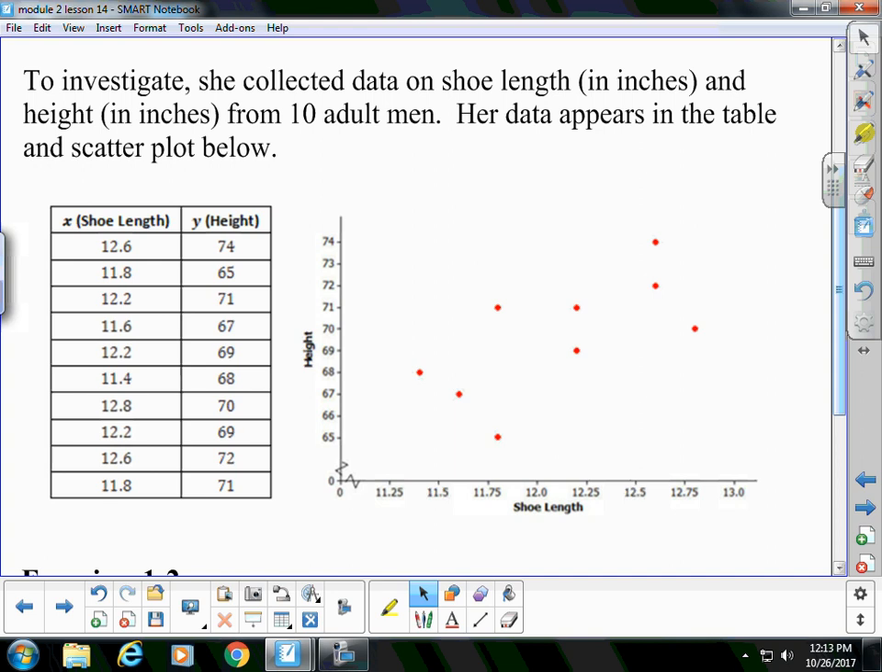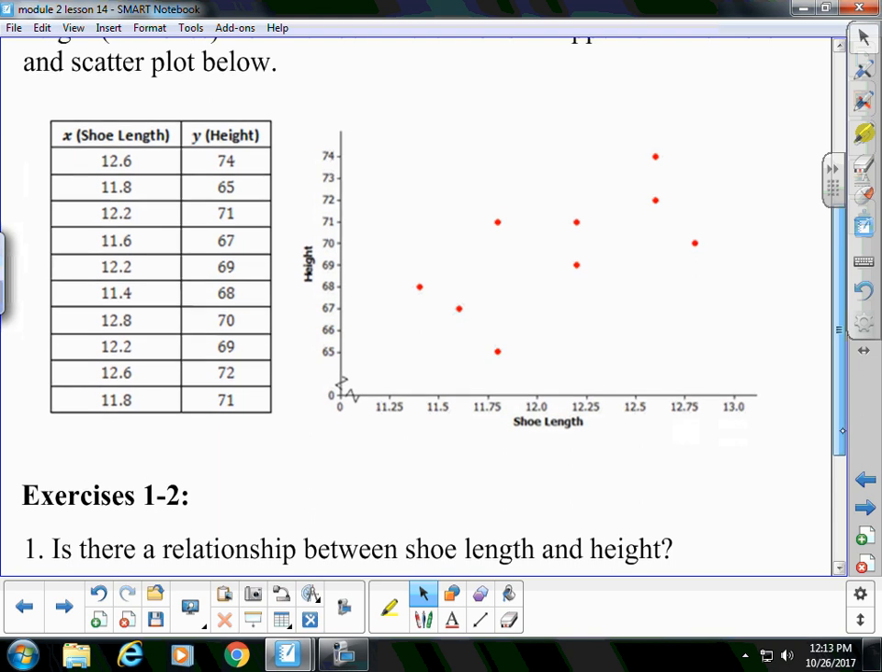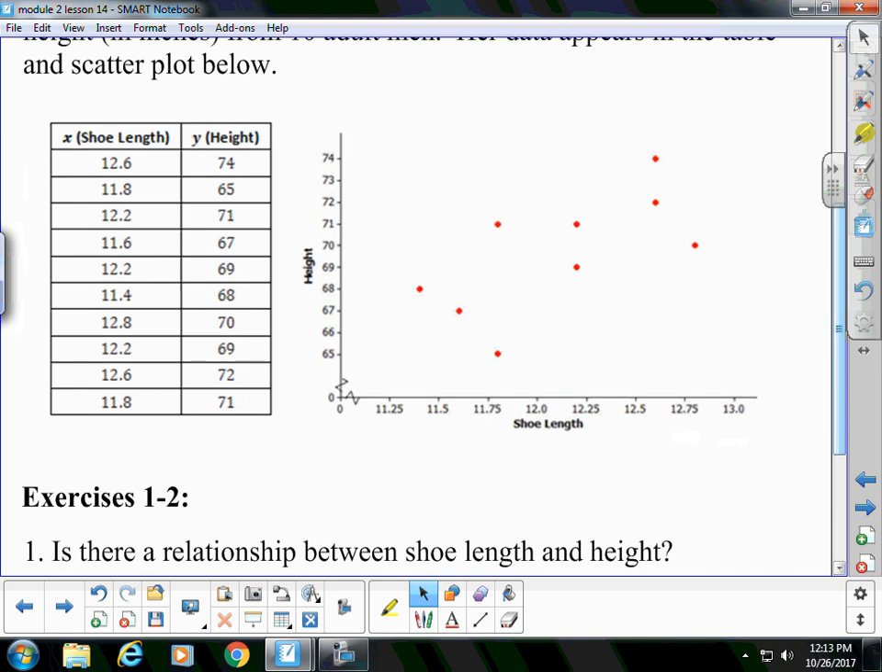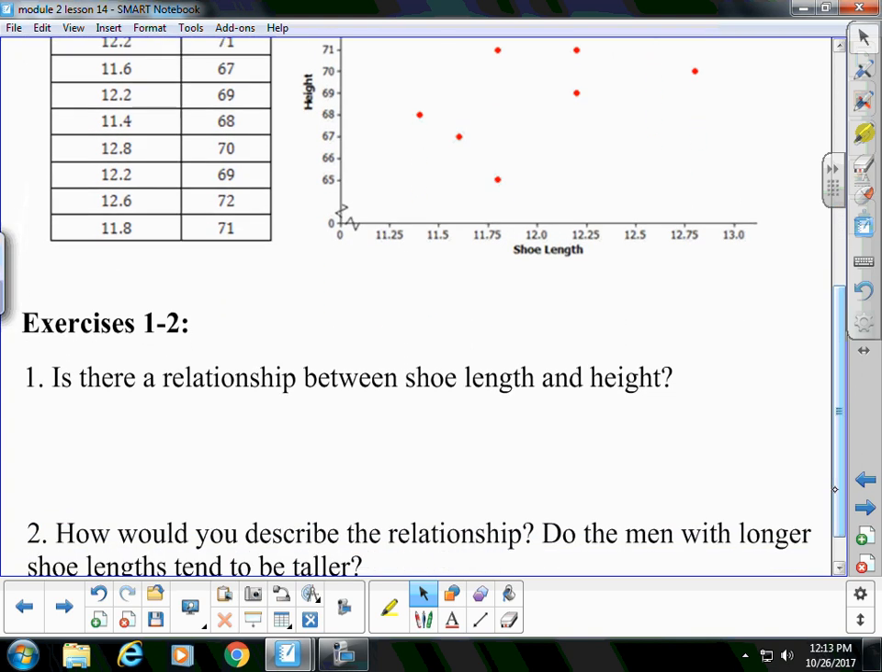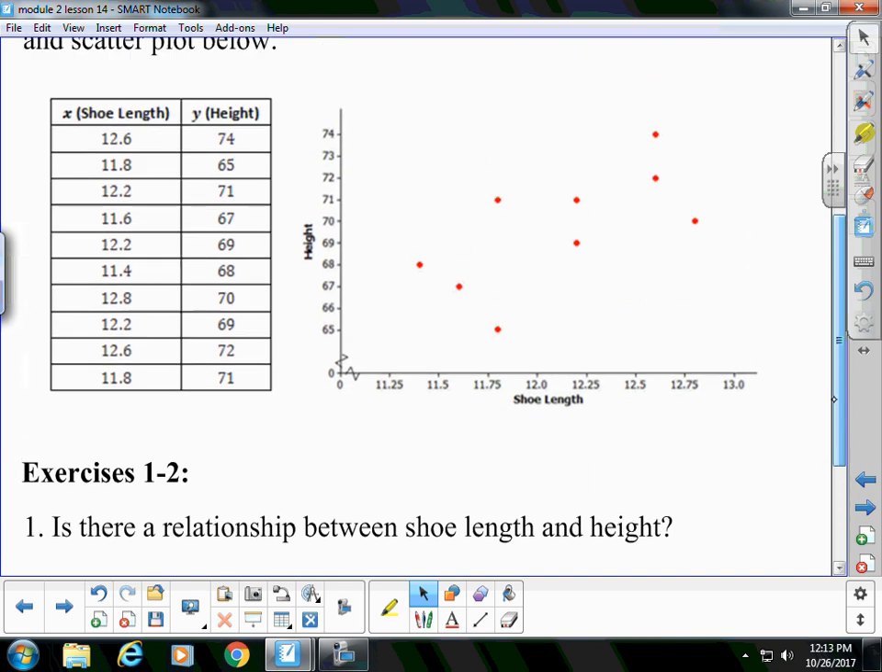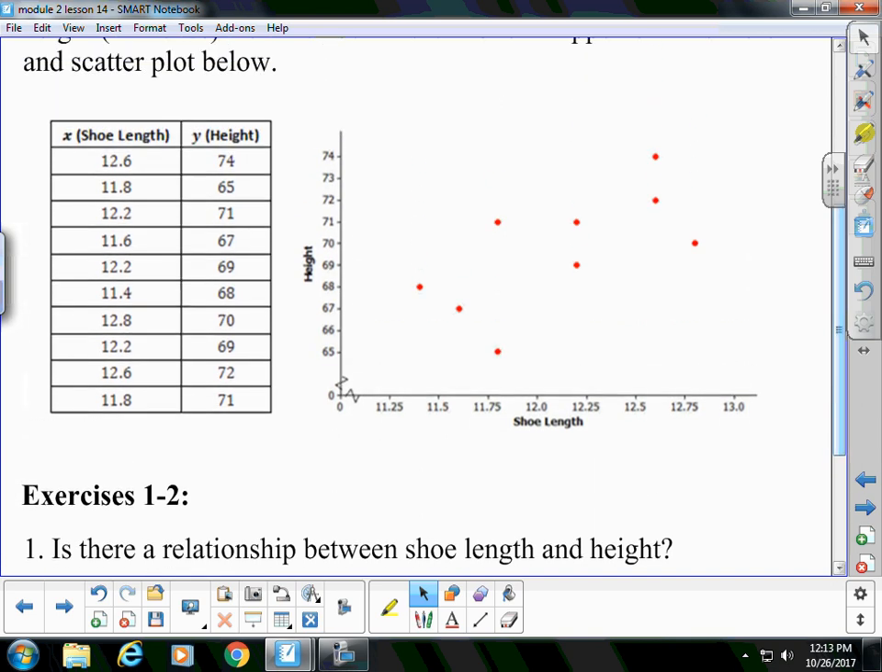So these are 10 men and their shoe lengths and heights. You should be starting to look at scatter plots now and asking yourself, is there a relationship? Does it appear to be linear? Questions like that. So question number 1 says, is there a relationship between the shoe length and height? Immediately when I look at it, I say, yes, it looks like the points tend to go in a positive direction.